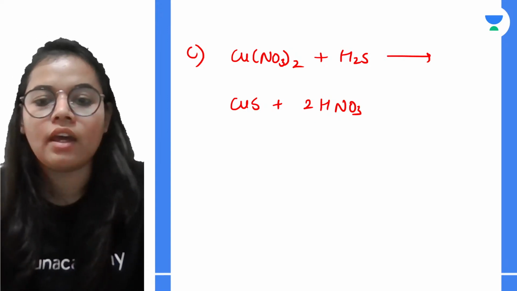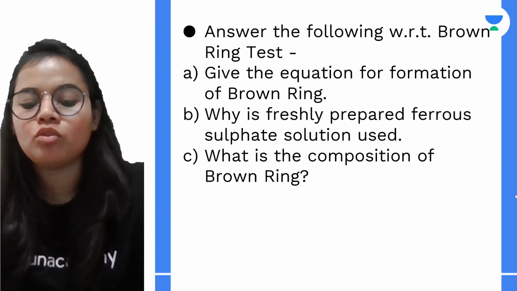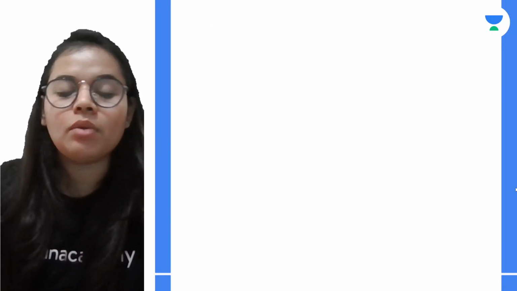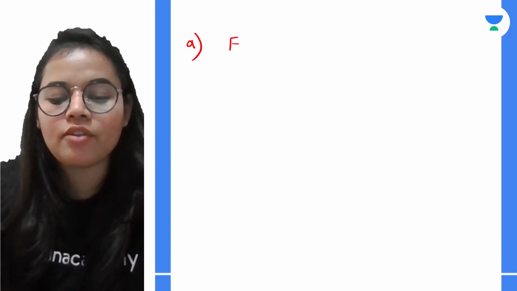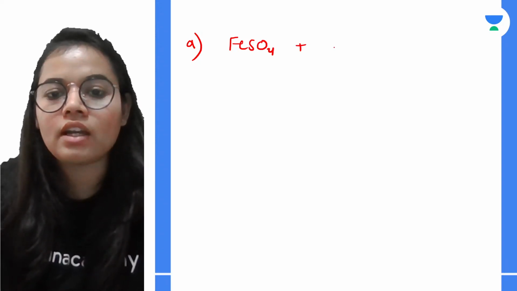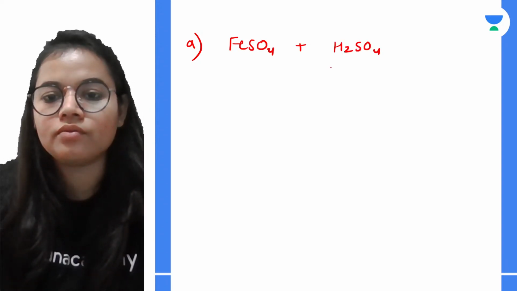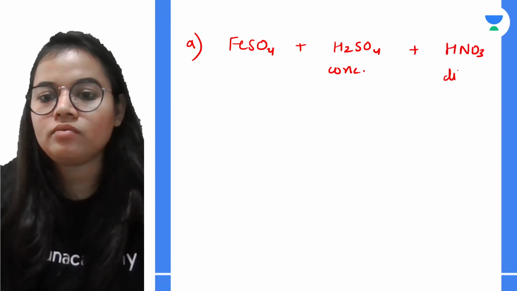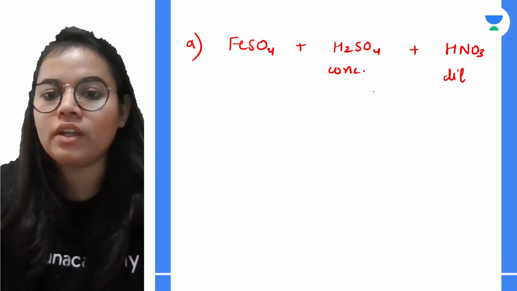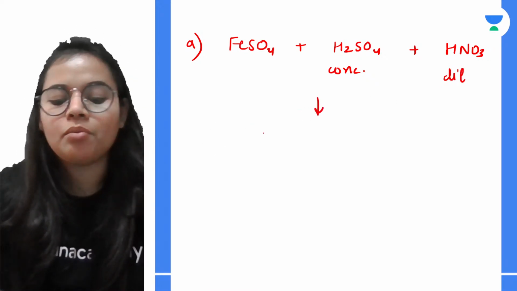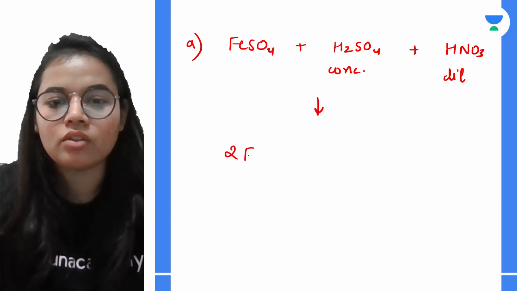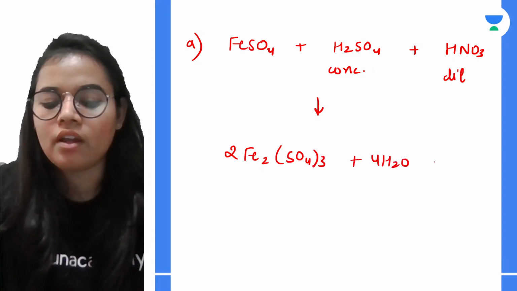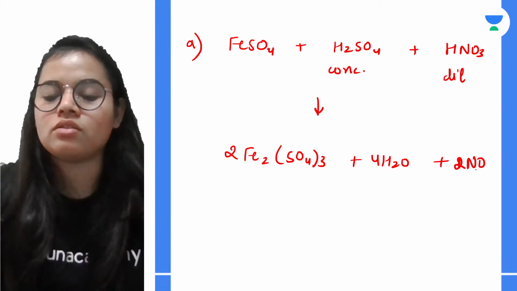Okay. And next question is answer the following with respect to brown ring test. First of all, give the equation for formation of brown ring. तो यहाँ पर हम लोग क्या लेंगे? We will be taking FeSO4 ferrous sulfate. Then we take concentrated H2SO4. Okay, and we add dilute nitric acid. When they react, what do we get? We get a compound which is responsible for brown ring. So it is Fe2(SO4)3 plus water plus nitrous oxide.